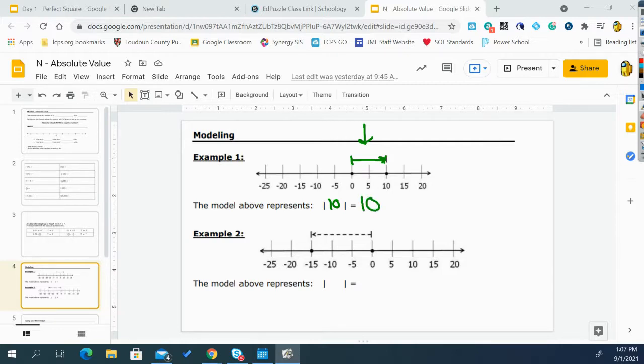Let's look at example 2. Example 2 shows it going from 0 to negative 15 on our number line. That means they're asking us, what is the absolute value of negative 15? The absolute value of negative 15 is just positive 15, because even though negative 15 is negative, it's only 15 steps away from 0.